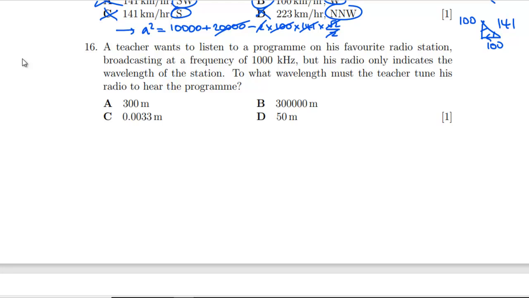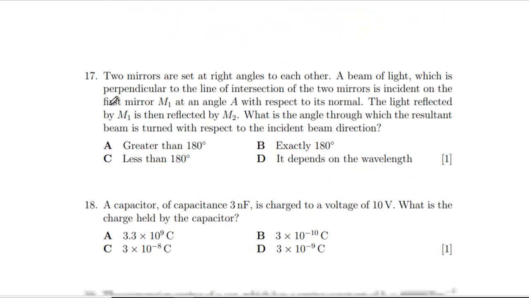To what wavelength? Well, velocity is frequency times wavelength. So wavelength is going to be our speed of light divided by the frequency. So 3 times 10 to the 8 divided by, what did they say it was, 10 to the 6. So that's going to be 300 meters, which is A. Right, we don't mind those.